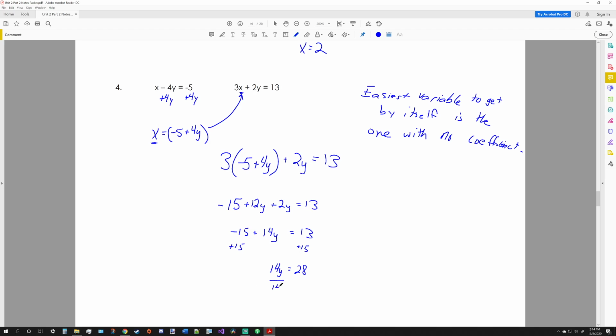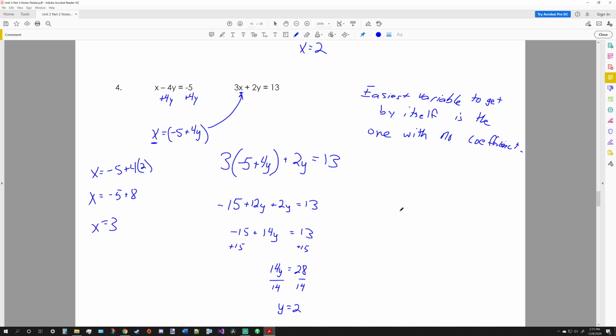So I divide by 14, and y equals 2. So remember, I now need to plug this back into the first equation. I already have x by itself, so I might as well use this equation where x is already by itself. It'll make it easier. x is equal to negative 5 plus 4y, and y is 2. So that means x is negative 5 plus 8, or x is 3.